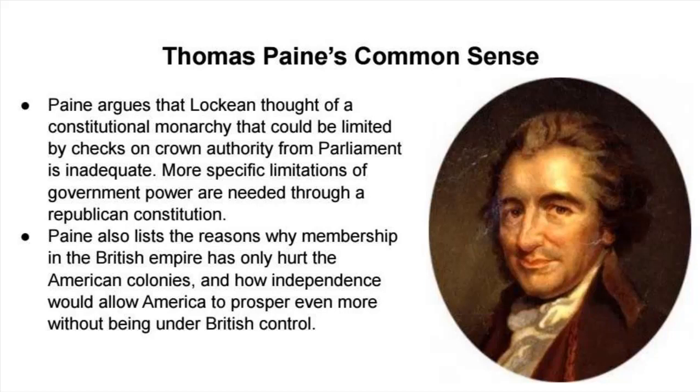Think about that. John Locke's ideas are radical, and Thomas Paine says, nope, not nearly radical enough, because I don't even think a monarchy in any way, shape, or form is acceptable. He wants more specific limitations by a Republican Constitution, which is what we now have in the United States. Paine also says why the British Empire has only hurt the American colonies and how independence would allow America to prosper more than anyone could imagine under British control.